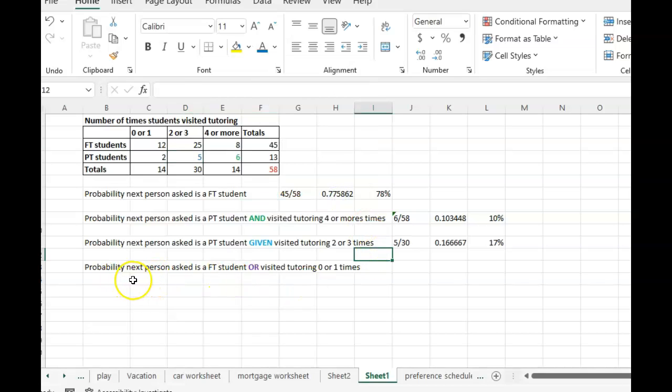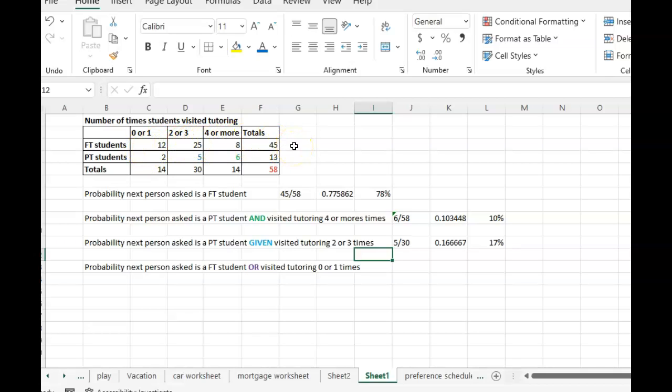Now we're being asked a probability that the next person asked is a full-time student, or visited tutoring 0 or 1 time. So either or. We could be a part-time student and visited tutoring 0 or 1 times, or we could be a full-time student and have gone 4 or more times. If we meet either of these criteria, we want to include that in our probability. So we have all of these and we have all of these.